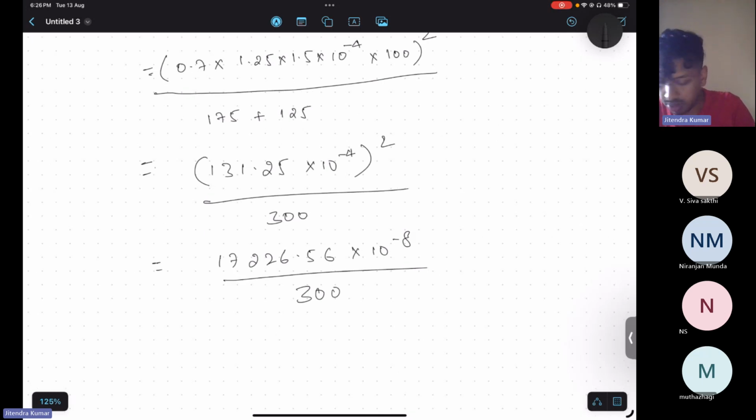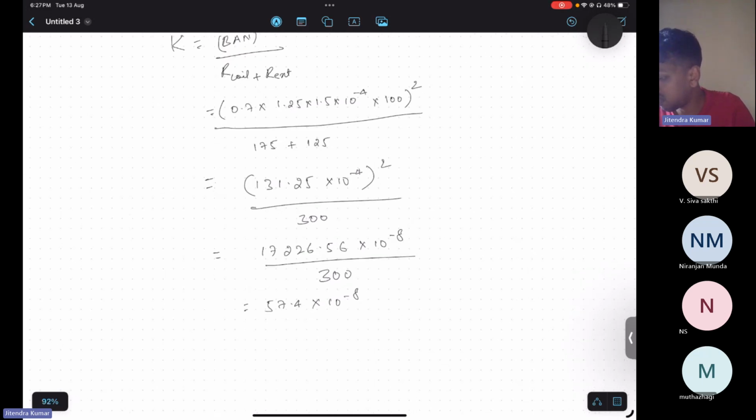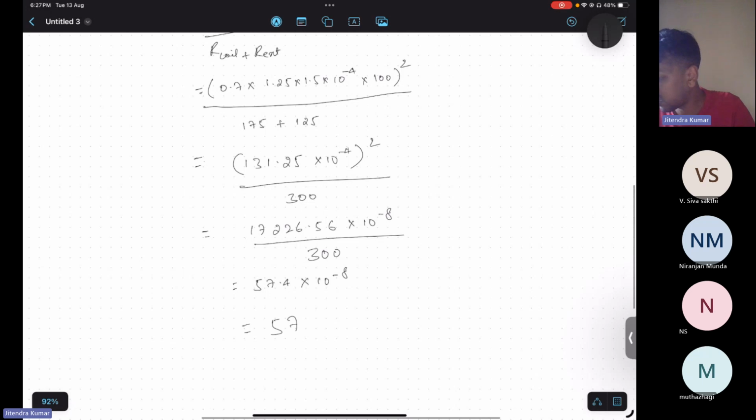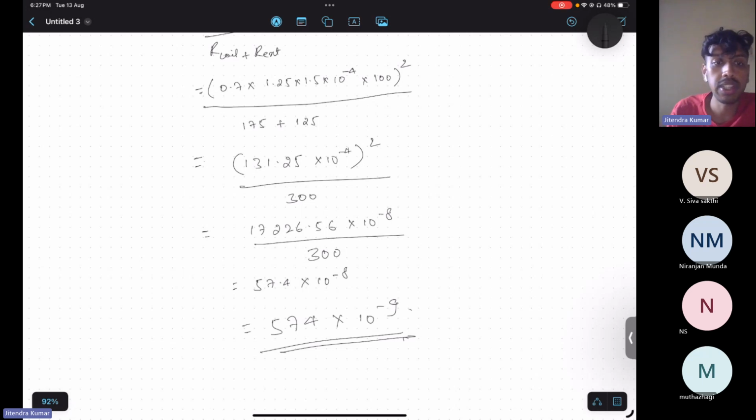Same calculation divided by 300, it is 57.4 into 10 raised to power minus 8. So it should be 574 into 10 raised to power minus 9. And that is not in the range. So maybe it is wrong. So you can post this in the discussion forum, so we can see if some mistake is done in this range.